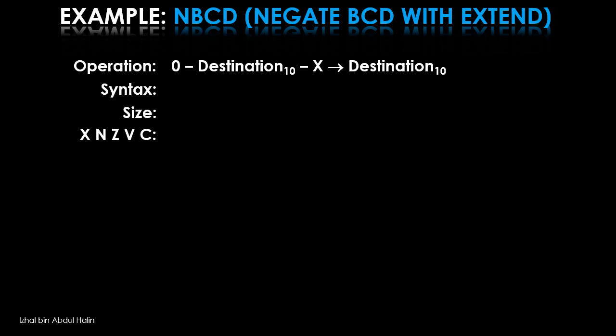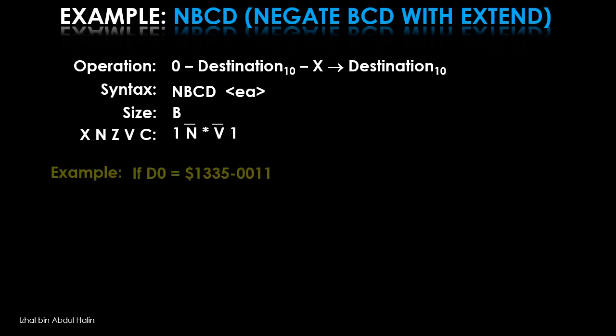The syntax to use this instruction is NBCD followed by an effective address. Similar to all BCD instructions, the allowed operand size is a byte only. Finally, upon execution of the NBCD instruction, the X and C flag are set to 1. The Z flag is affected like normal, while the N and V flags are inverted from their previous values.